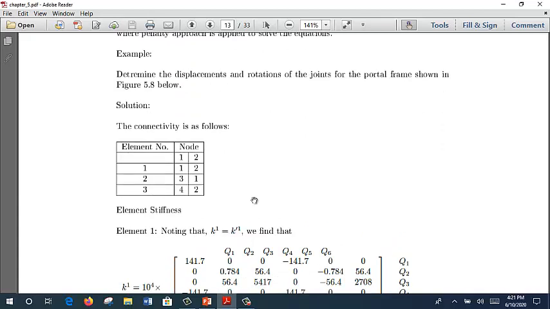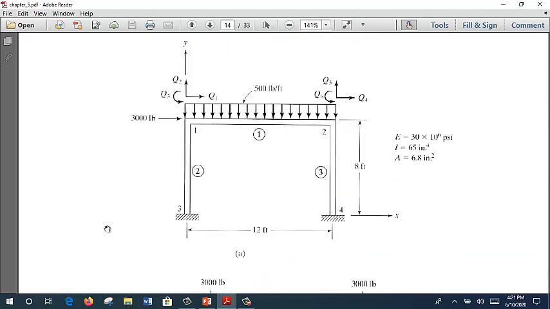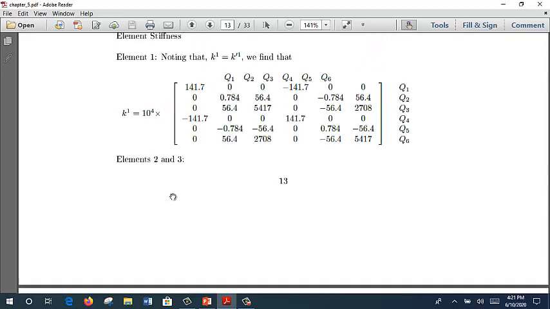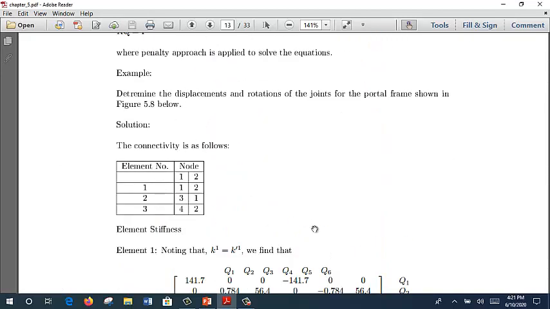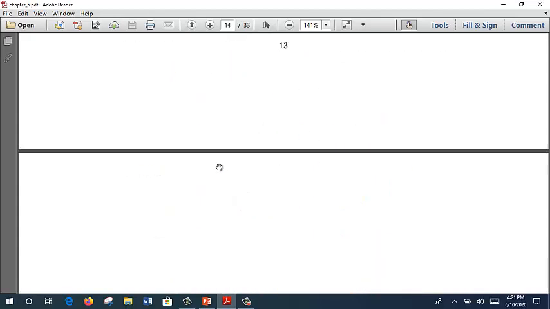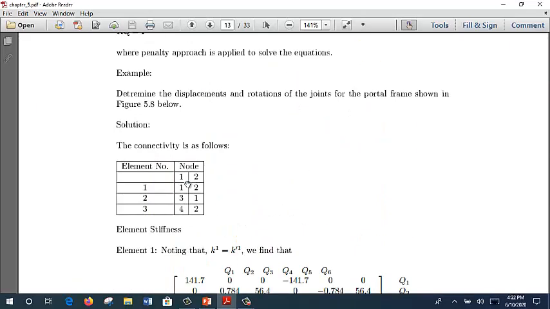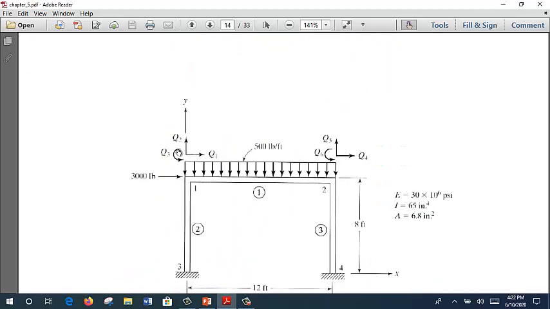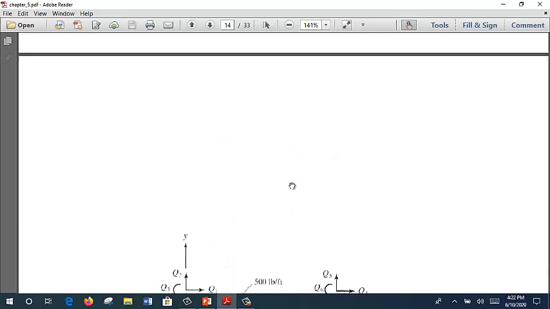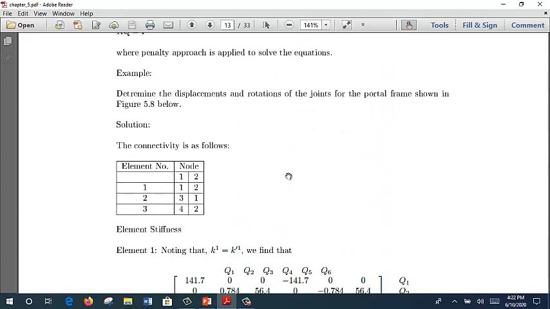Okay, determine the displacement. The question is to determine the displacement and rotation of the joint for the portal frame shown in figure 5.8 below. So you have this structure, and they're asking you to find the displacement and also the rotation of the joint for the portal frame. That means we need to find the displacement and the rotation at node 1 and also node 2.